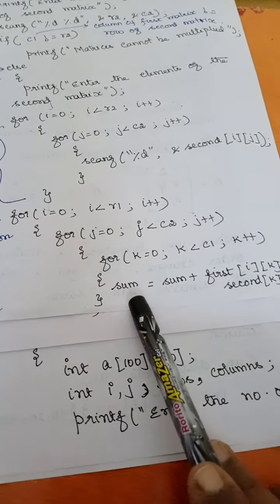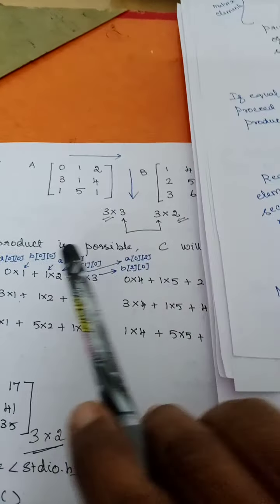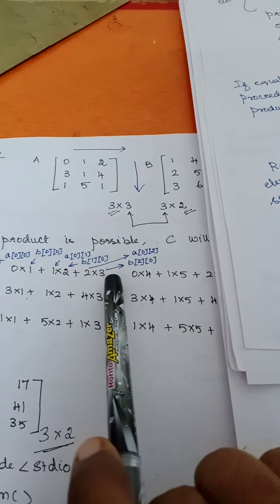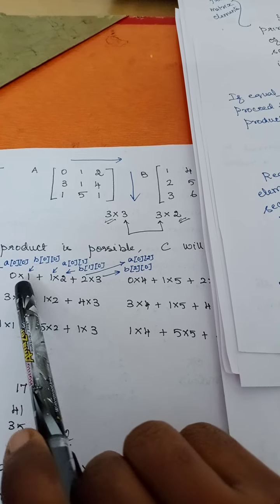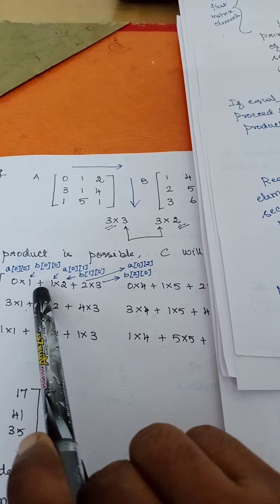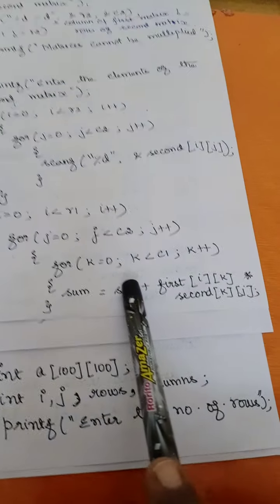Now when you see here, as I told you already, you need to do the sum to find out one element of the array, right? So I need to do the sum. So for calculating the sum, here I have the equation.